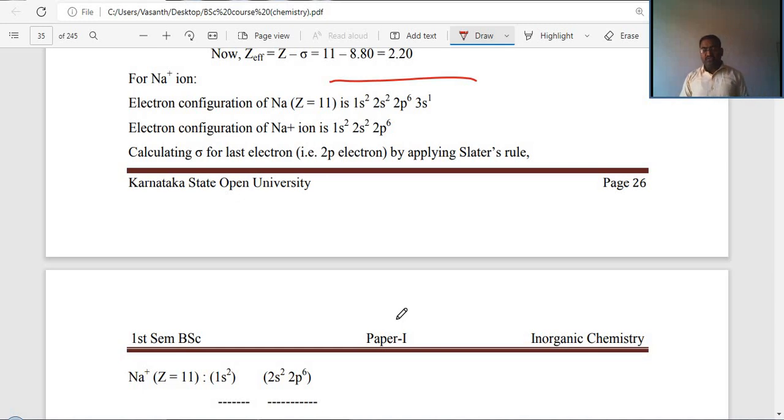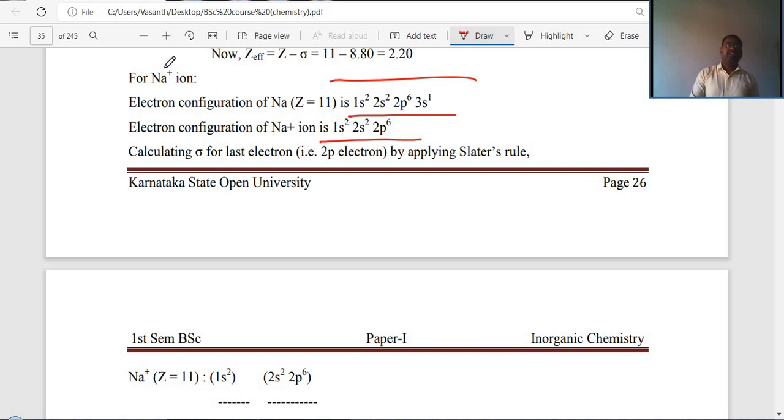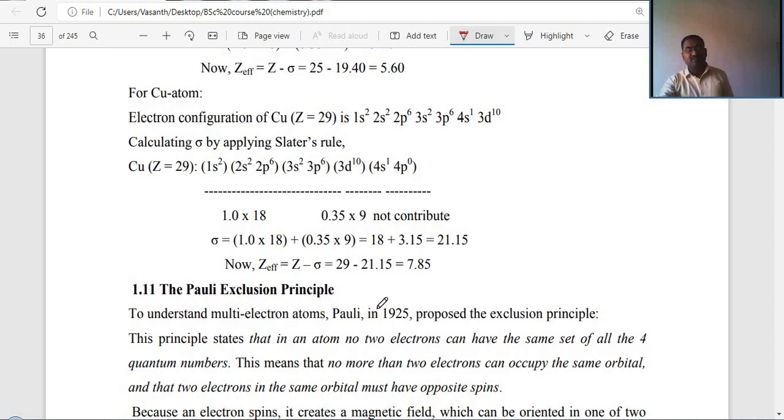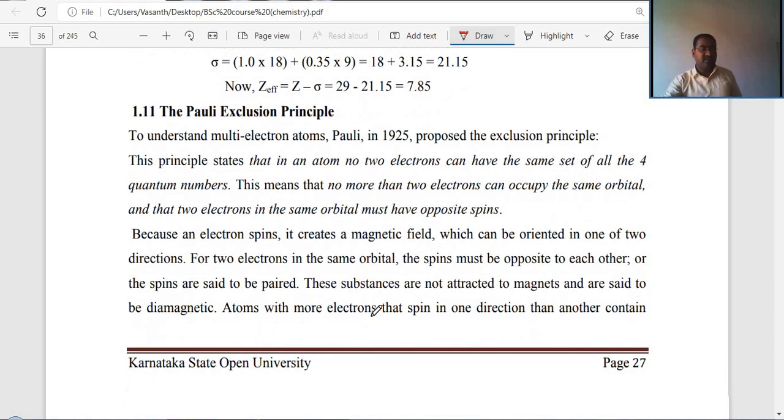The electron configuration of sodium, first we have to write that. Na plus means to remove one electron. By applying Slater's rule, we have to find out. Similarly for copper, etc.